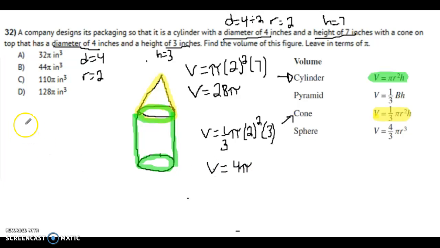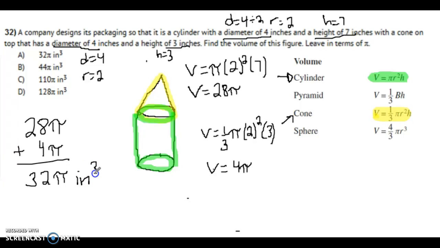And then to get our total, we would want to add our two volumes together. 28 pi plus 4 pi. And that would give us our volume. And of course, volume is always units cubed.